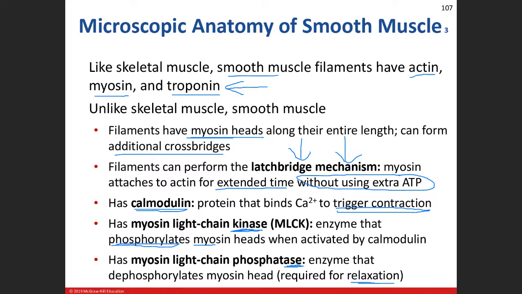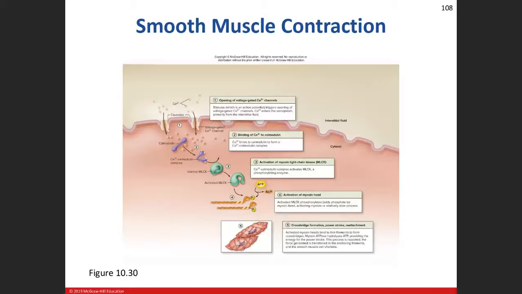All right, so let me walk you through here. Nice picture here. We'll start off at the beginning. Make it a little bit easier to understand the players here. So keep in mind, the majority of the calcium is outside of the smooth muscle cell. So an action potential then triggers the opening of voltage-gated calcium ion channels.